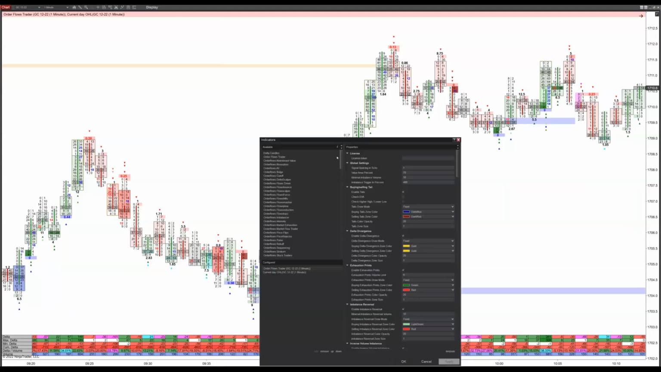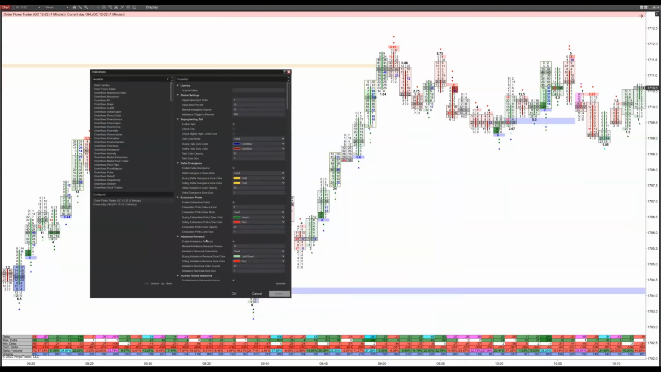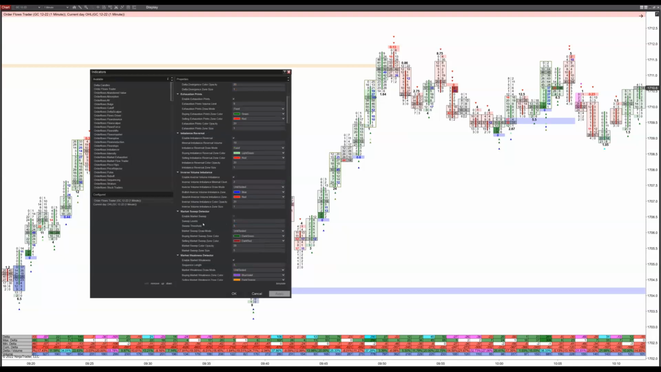Okay, let's just go through a couple more of these things. So what was that? That was inverse. Now the market sweep detector, again, is disabled. To enable it, just put a check there. And again, I'm going to keep it very tight. I'll just keep it at 2 for this sweep threshold.